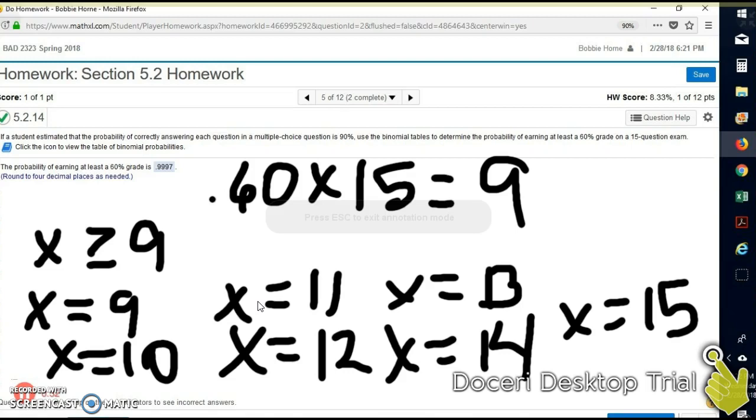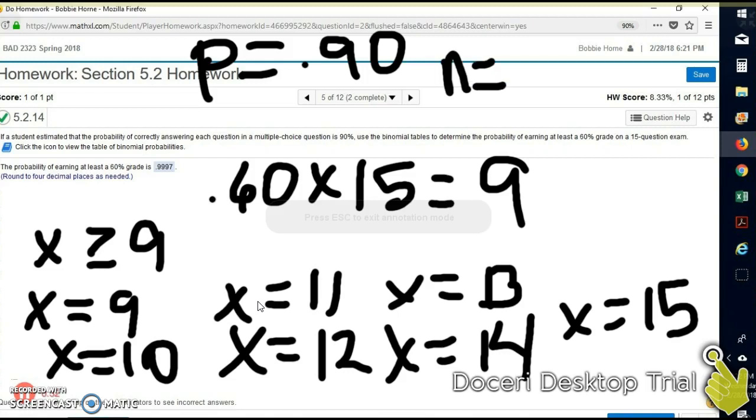So when we look at our table, what we want to understand is that the probability P is 90% or 0.90, either way you want to look at it. And then N, the number of questions, is 15. Okay, so we're looking at the probability of 0.90 where N equals 15, and we're going to look at where X is 9, 10, 11, 12, 13, 14, and 15. So let's do that.